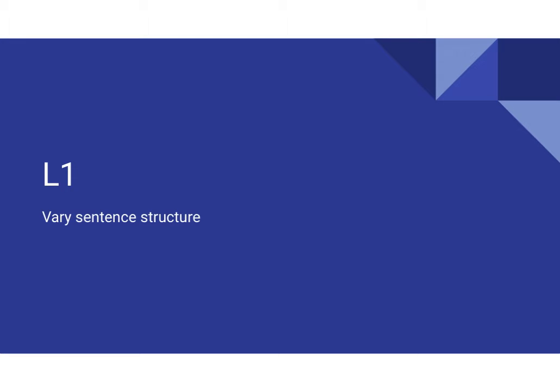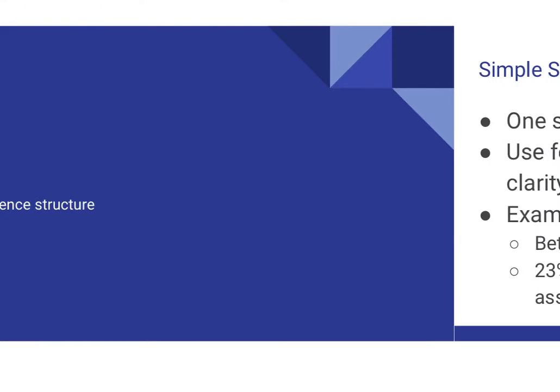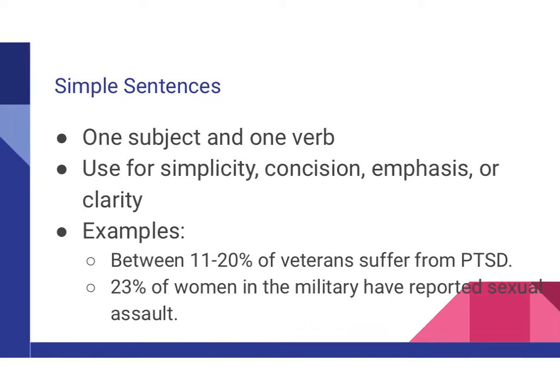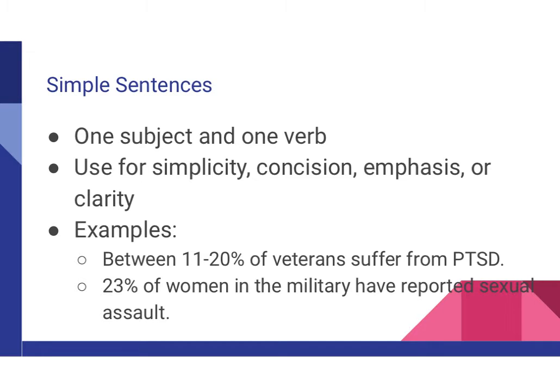We are going to look at L1 and varying sentence structure. So we're going to look at the different types of sentences that you should be using. The first one is a simple sentence. You're just going to have one subject and one verb. You're going to use these types of sentences for simplicity, concision, and emphasis or clarity.